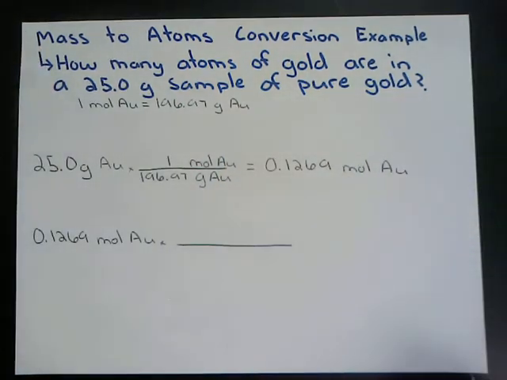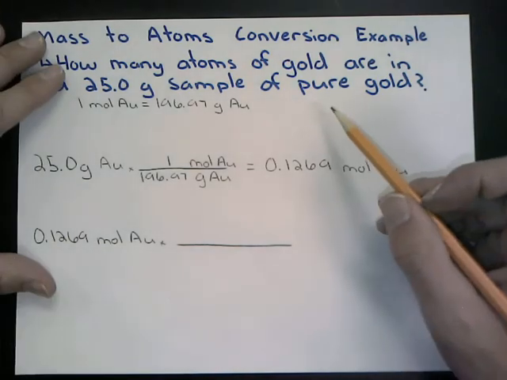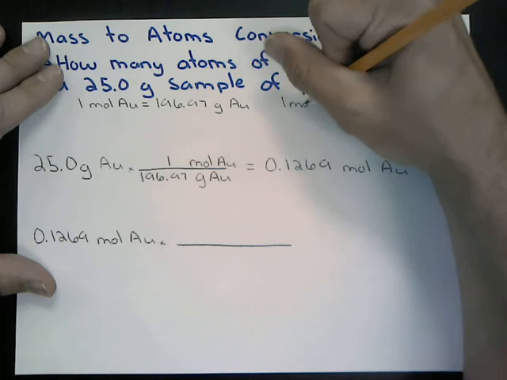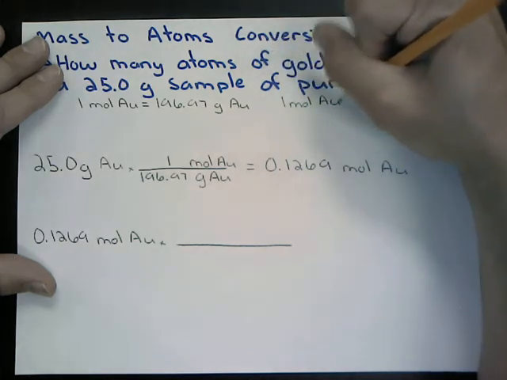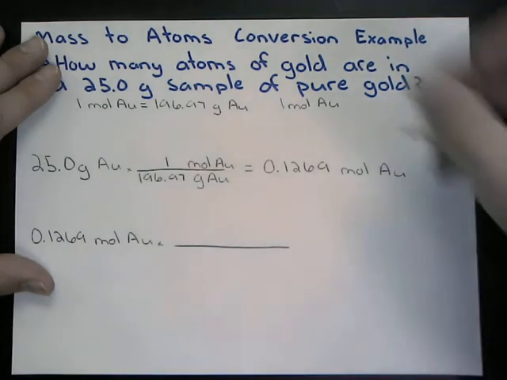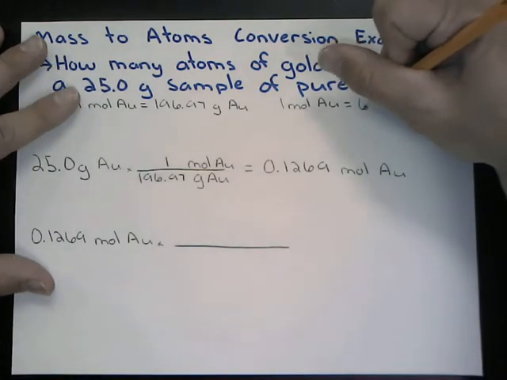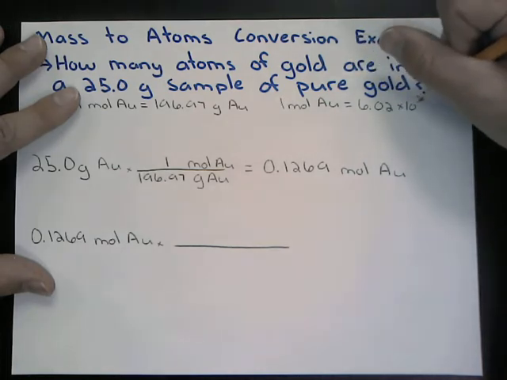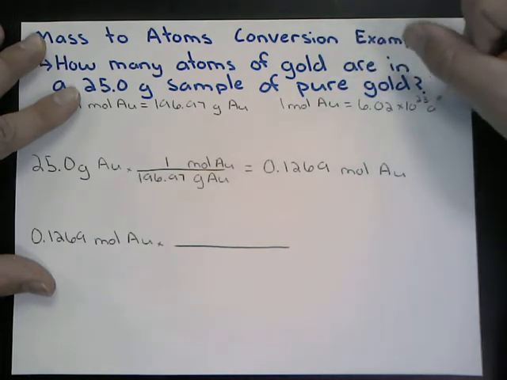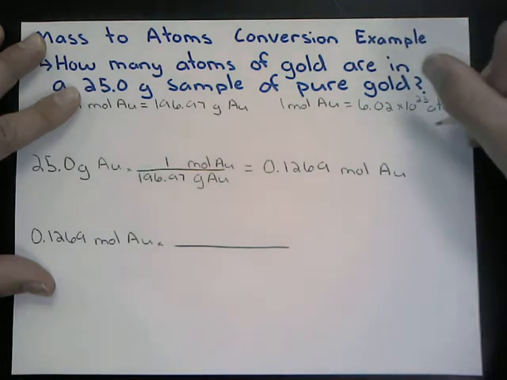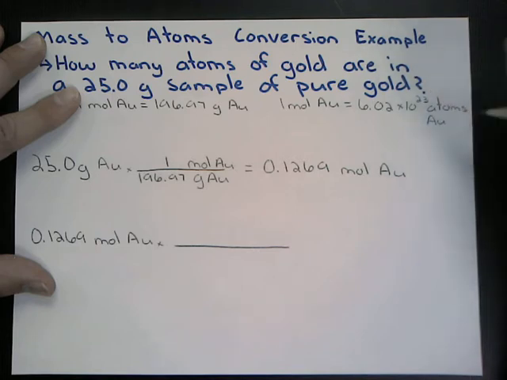And so in this case, I'm trying to get to atoms of Au. So up top here, I'm going to put 1 mole of Au is equal to Avogadro's number, which, think back, Avogadro's number is 6.02 times 10 to the 23rd atoms of gold. And I'm running out of room here, but that would be atoms of Au.